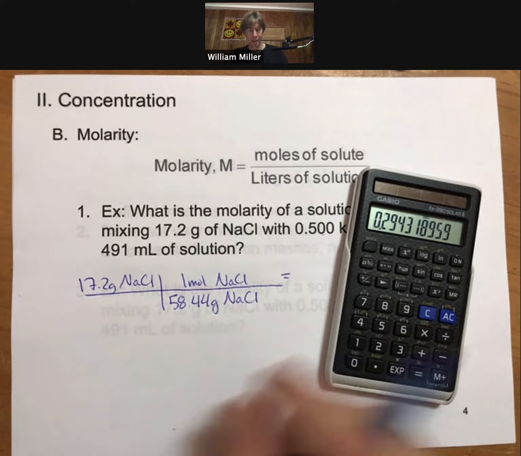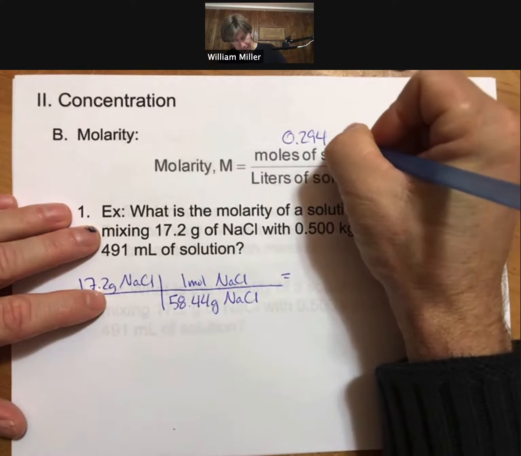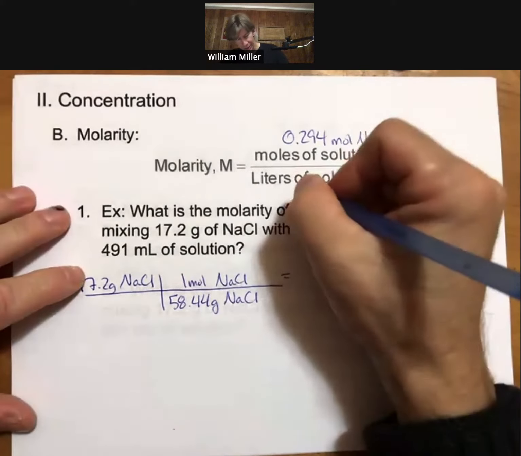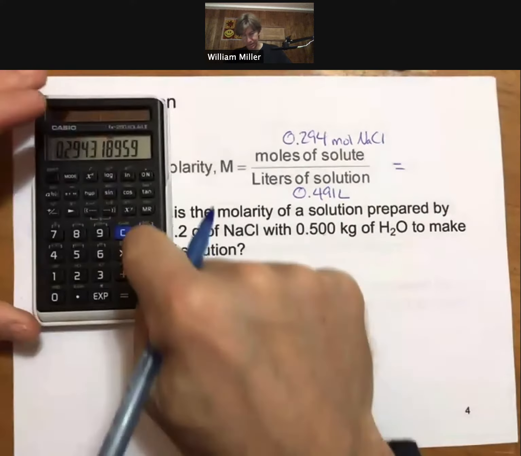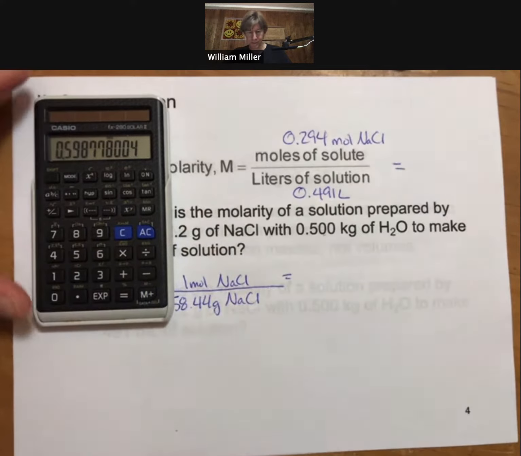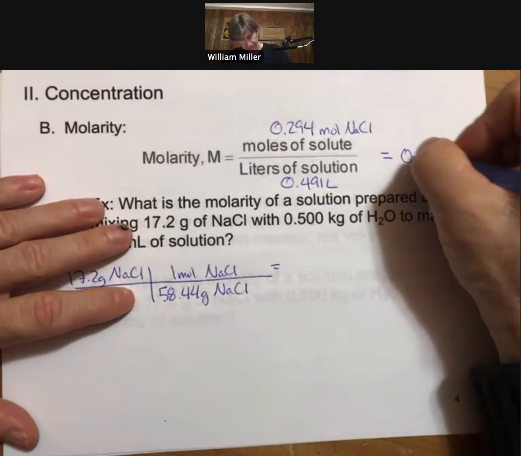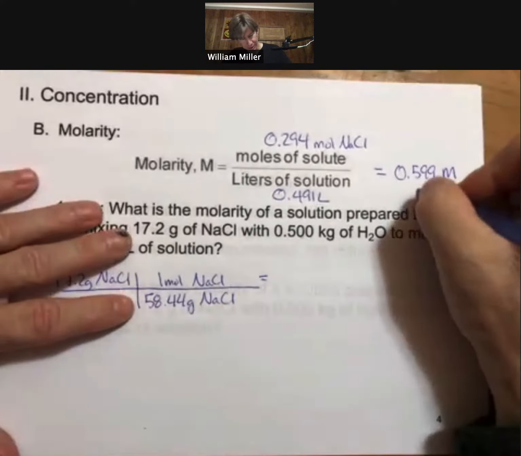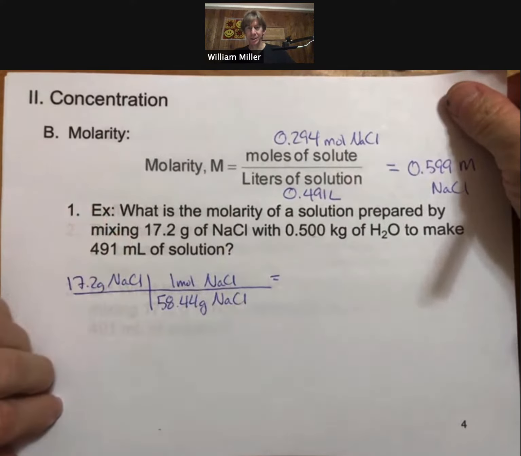I get 0.294 moles. My liters of solution, 0.491 liters. Divide those two numbers. 0.599. Capital M for molarity, sodium chloride. Done this before, hopefully this seems pretty familiar.